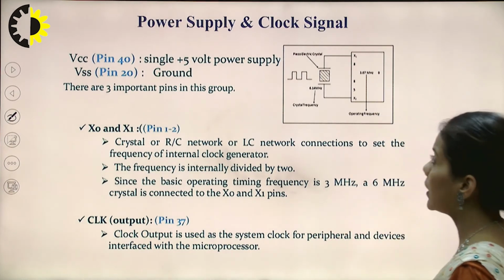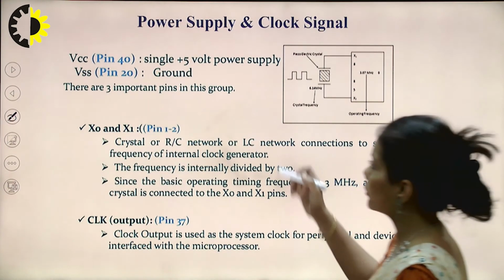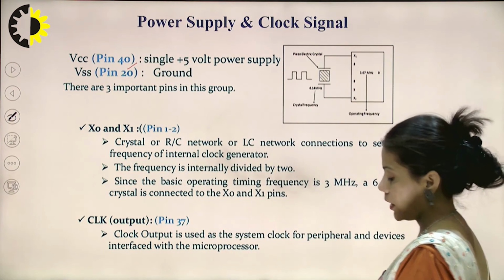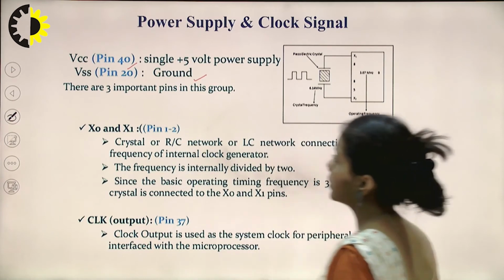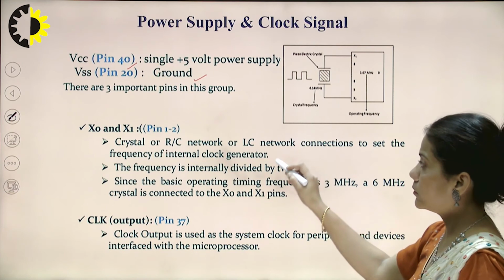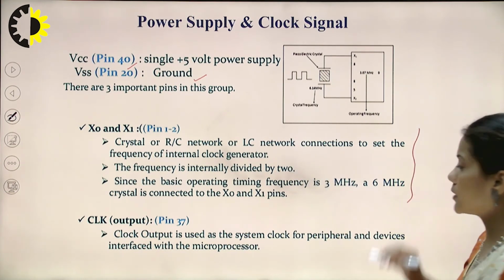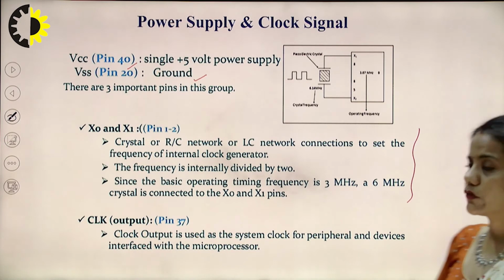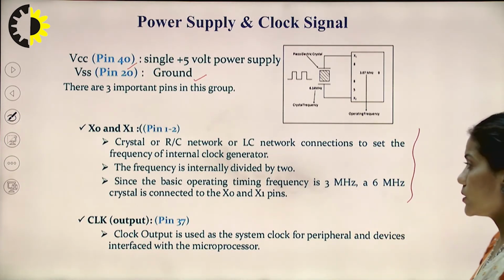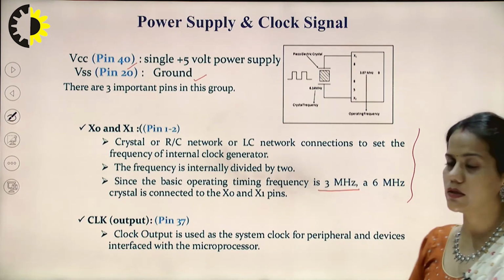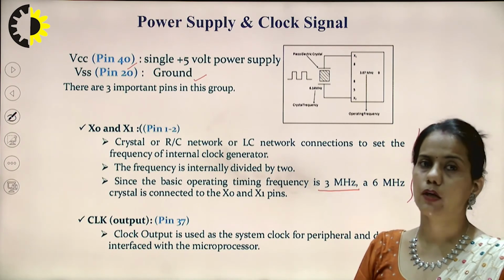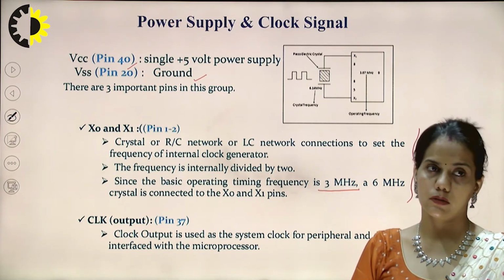When we talk about the power supply and clock signal, I have already discussed that pin number 40 denotes the plus 5 volts power supply and pin number 20 is ground. So there are three important pins in this group. Pin number 1 and 2 are the pins to which the crystal oscillator is connected. The frequency of microprocessor 8085 is internally divided by 2. So since the basic operating frequency is 3 megahertz, we have to connect a crystal of 6 megahertz, then only after being divided by 2 we will obtain the frequency of 3 megahertz.